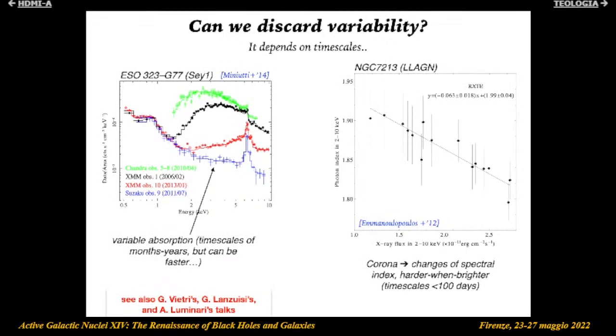For example, this case shows how variable absorption can imprint strong spectral variations in AGN, and this can occur on timescales of months to years, but it has been shown that the variability in absorbers can be observed also on smaller timescales. But we can also see variability intrinsic to the X-ray corona, and in this case, the timescales for spectral variations are much shorter. So it depends on the case.